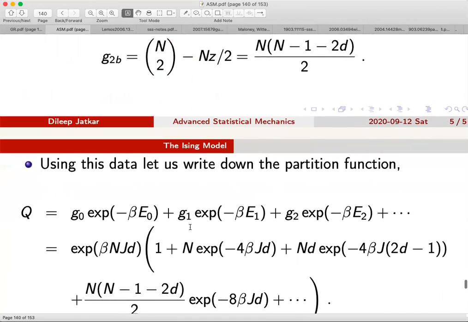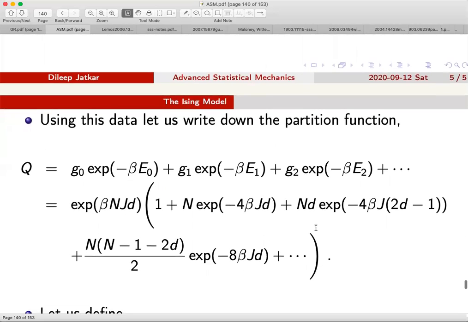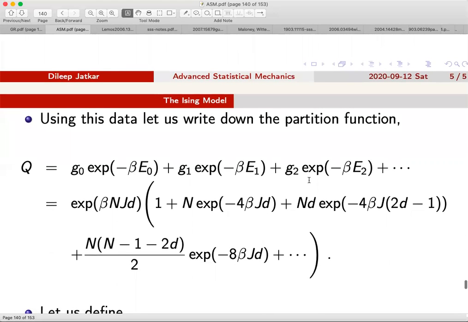G1 is n. So you write down n times the difference between E0 and E1, which is just 4Jd. That's why you get a minus e to the minus 4 beta Jd. In case of E2, you have two contributions. Now remember, E2 is not exactly the energy contribution really. It's counting the number of spins. So E2 has two different energies simply because two different spin flip configurations have different energy.